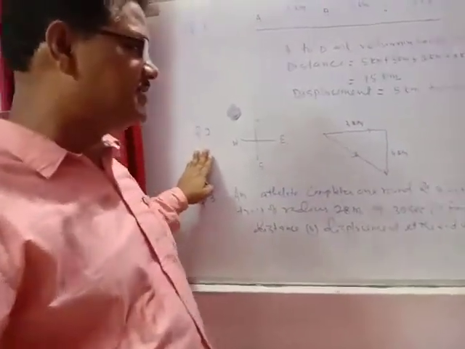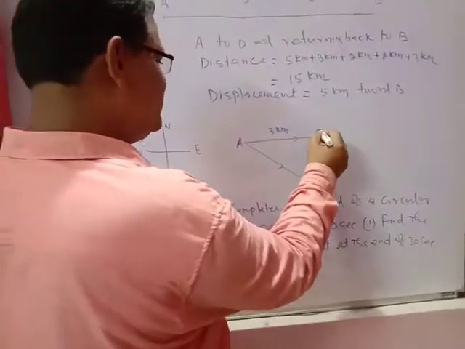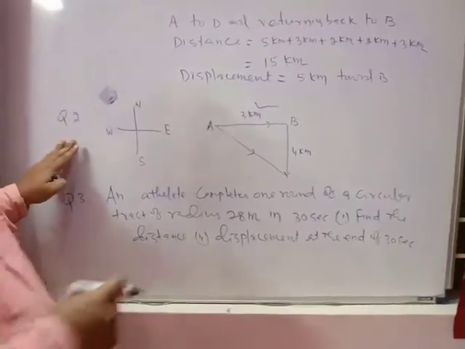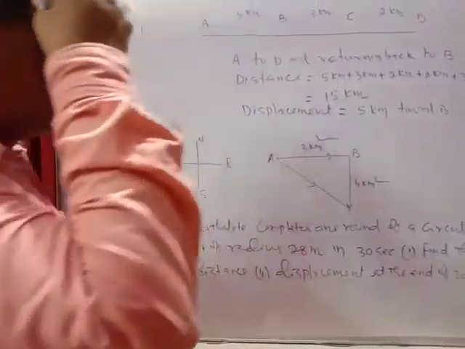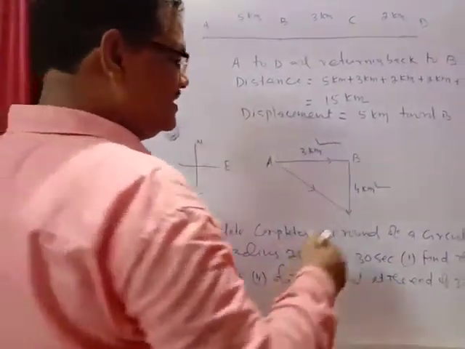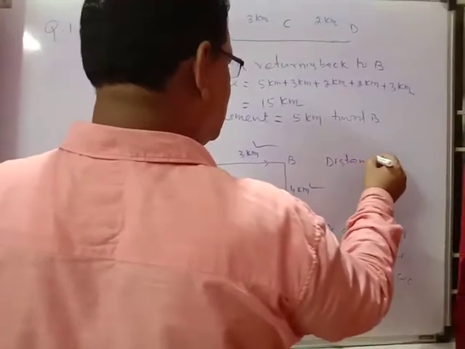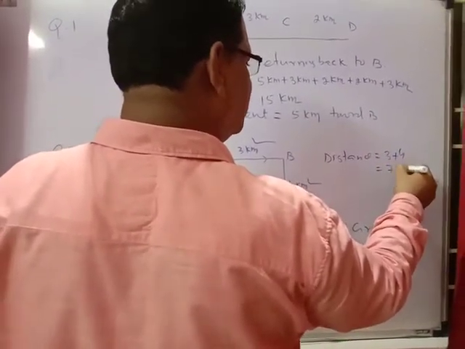Question number 2. Suppose a man is moving from A to B towards east, covering 3 km, and again towards south, covering 4 km. So what will be the total distance? In this case, total distance is equal to 3 plus 4, that is equal to 7 km.